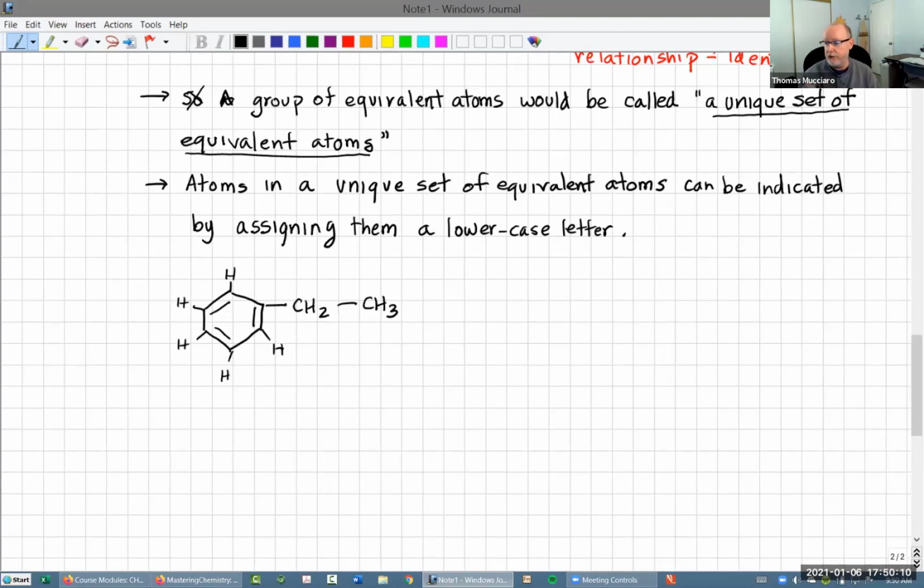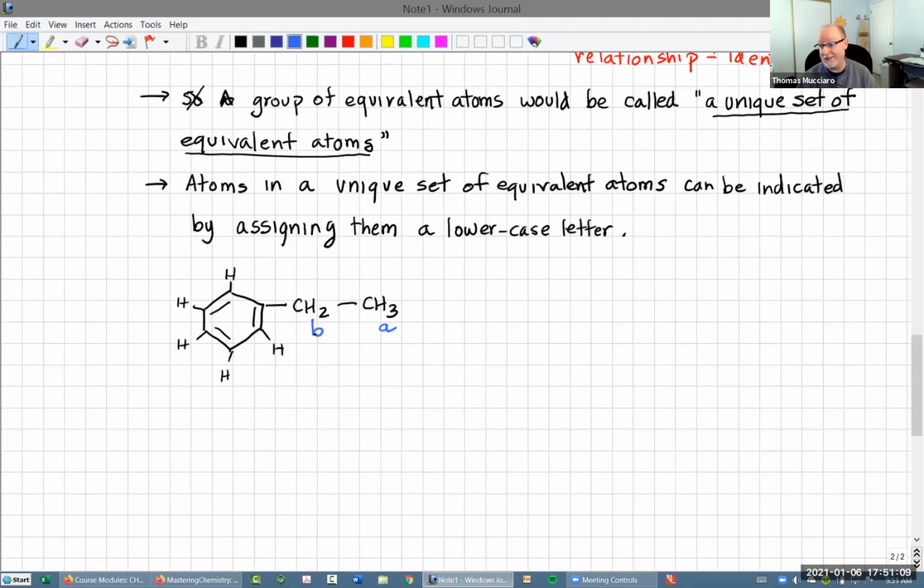We want to find each unique set of equivalent atoms, and then we want to mark them so that we can count up how many total different unique sets there are. So what we do is they assign a lowercase letter. So for example, we said that in most cases, pretty much all the cases we can think of, hydrogens that are all on a single methyl group are going to be equivalent to each other. So we'll call these 3 hydrogens unique set A. Those are going to be different from the CH2 hydrogens, so that's a second unique set. So we'll call that B.